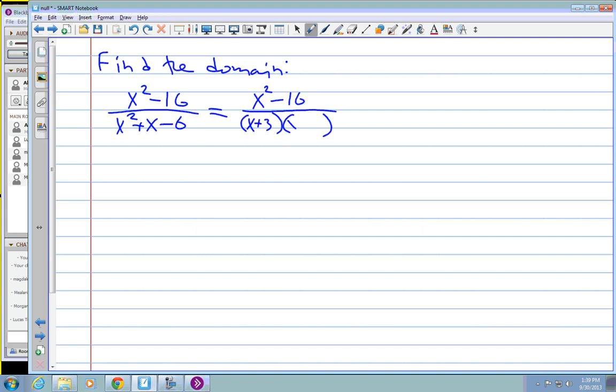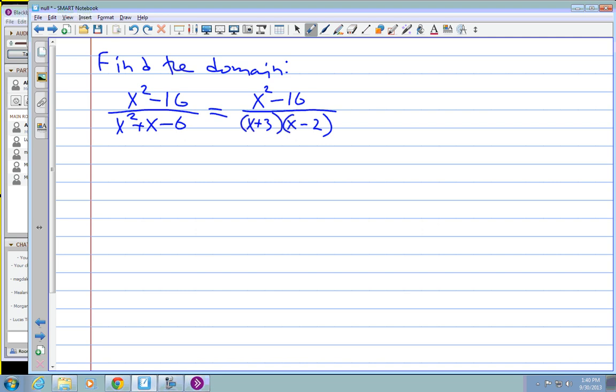X squared plus x minus 6 factors into two numbers that multiply to negative 6 and add to positive 1, which are negative 2 and positive 3. And then you can clearly see what numbers make the denominator equal 0. What are they? Negative 3 and positive 2. So the domain would be all real numbers except for negative 3.